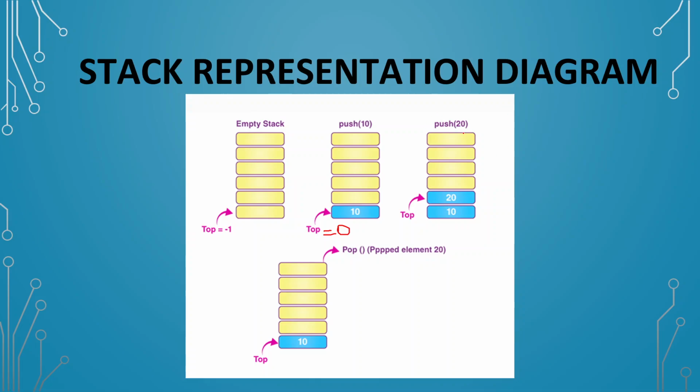We insert 20 into the stack. Now the stack has two elements, 10 at the bottom and 20 at the top, and top points to 20 and the top value becomes 1, which is incremented by 1. Now we remove the top element from the stack, that is 20 is removed, top moves back to 10, that is top points to 10 and the top value becomes 0.